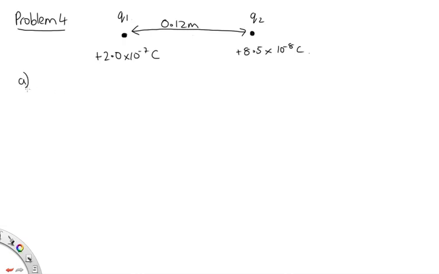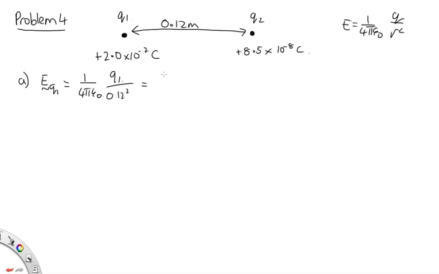And part A of the question asks, what electric field does each produce at the site of the other? So the electric field produced at Q2 due to Q1, so we'll give it a subscript Q1 saying it's due to Q1, is going to be given by our formula for electric field, 1 over 4 pi epsilon naught q over the distance squared. So this will be 1 over 4 pi epsilon naught Q1 over 0.12 squared.